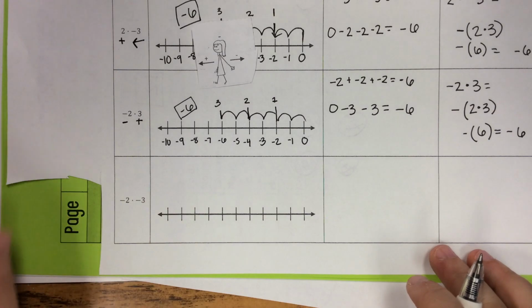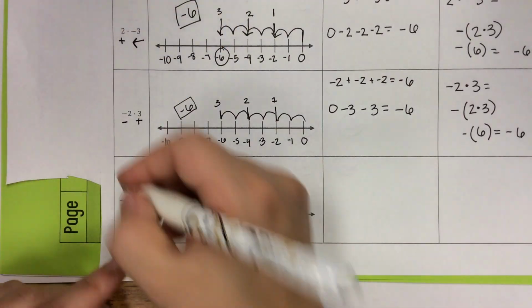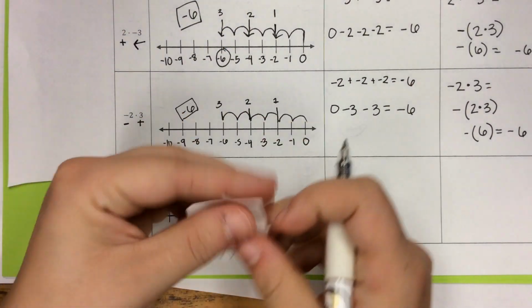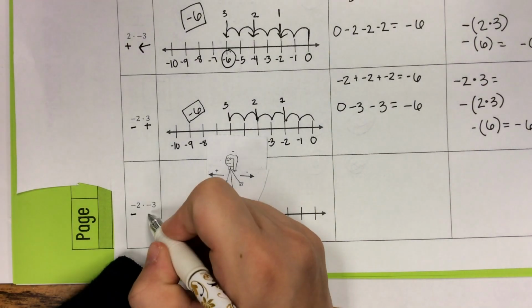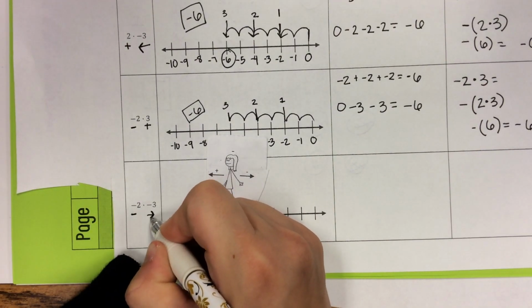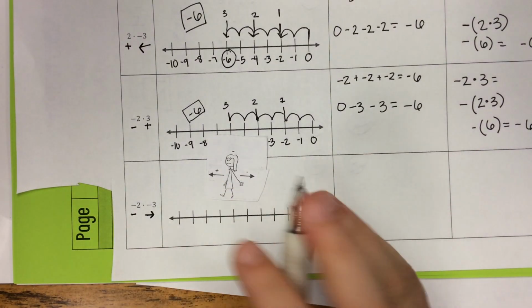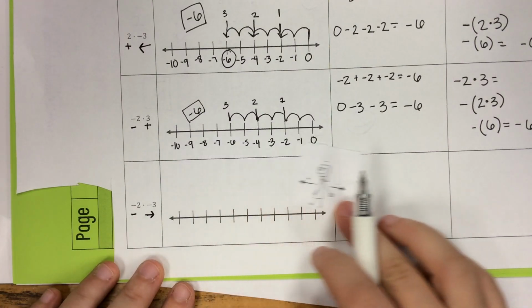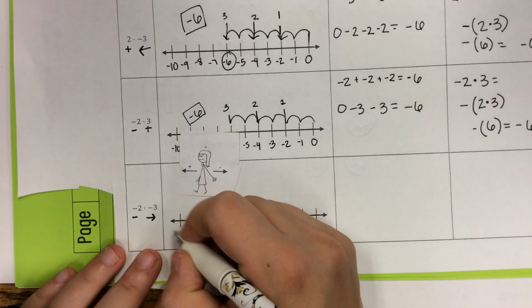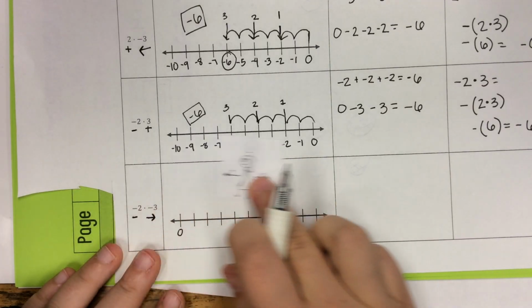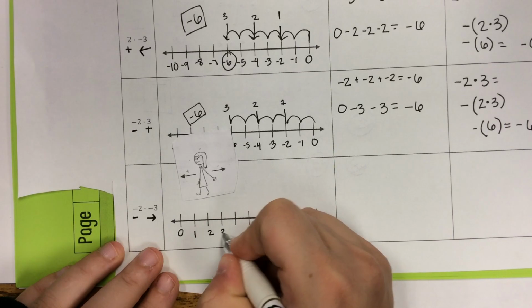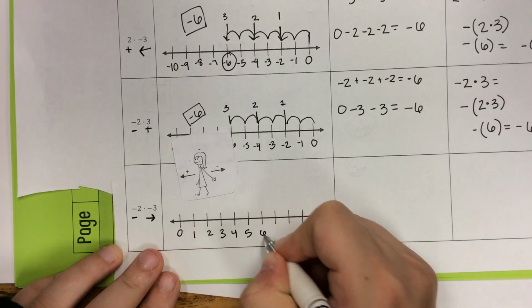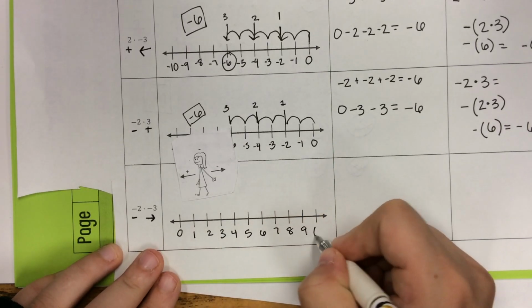Okay, last one. This time I have a -2 times a -3. So she's going to be on her negative side, or he, or they, or z. Okay? And they're going in the negative direction. So since they're walking backwards, they're going to be going to the right. Because if they're facing this way, backwards would be this way. So 0 is actually going to be on this side, because we're going to be walking backwards on our negative side. So 0, 1, 2, 3, 4, 5, 6, 7, 8, 9, 10.